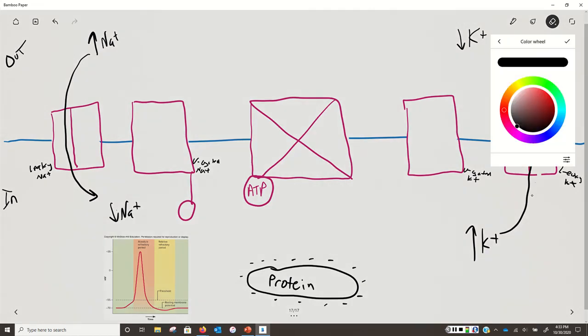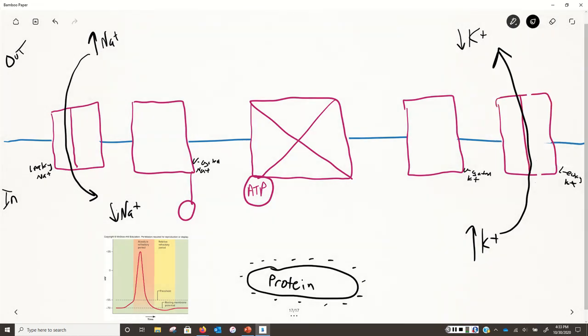So we're only going to talk about potassium leaving the cell. Potassium has an electrical gradient inward. It has a concentration gradient outward. So his electrochemical gradient in this case is outward because more potassium goes out than comes in.